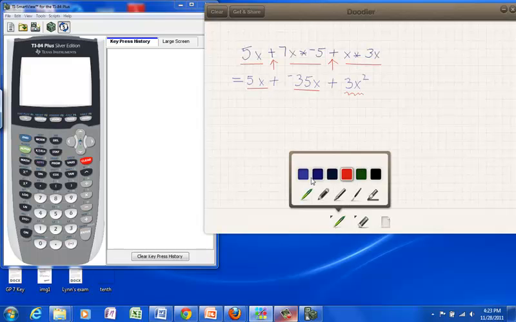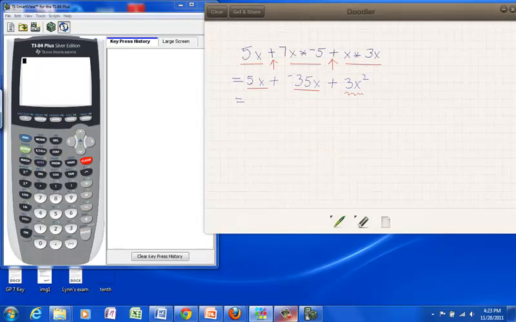So the next step, I'm going to combine the ones that are like terms. So 5x and a negative 35x, that difference is negative 30x plus 3x squared. Since those are not like terms, that's as far as I can go, and that becomes my answer for being simplified.